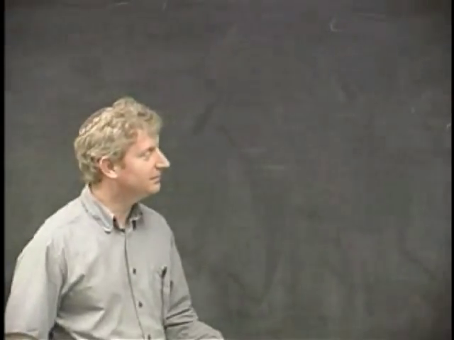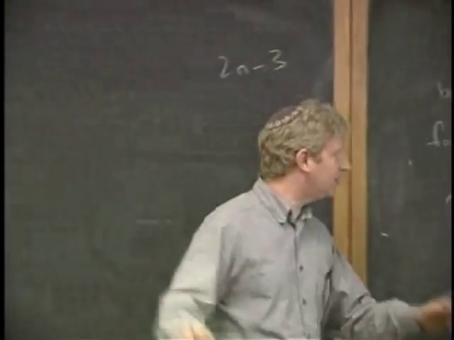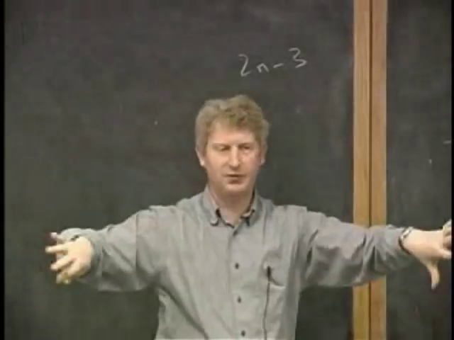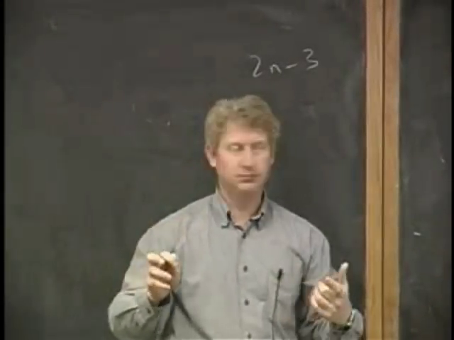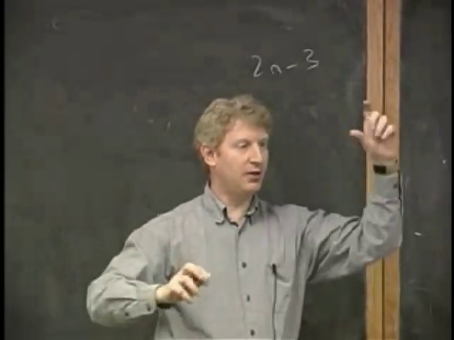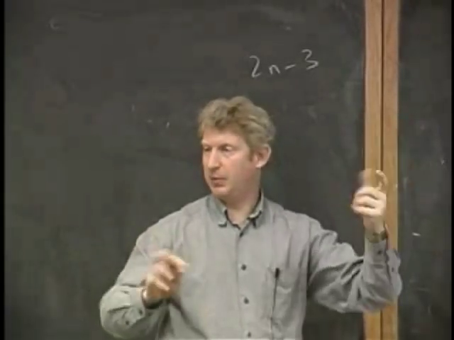Break them into two, have the maximum and the minimum of the smaller ones, and then just compare the maximum. Okay, so let's consider Sam's idea. Let's break the list into two halves. Recursively find the maximum and minimum of each half. Then you compare the maximum with the maximum and the minimum with the minimum.